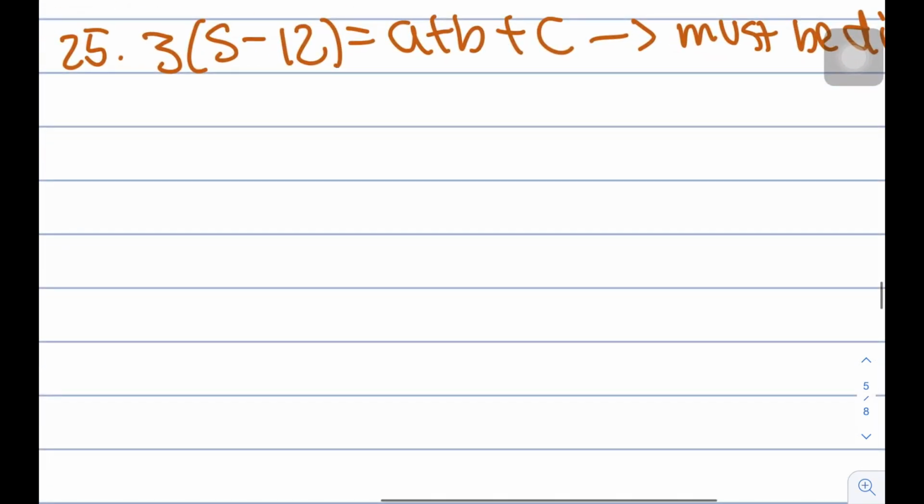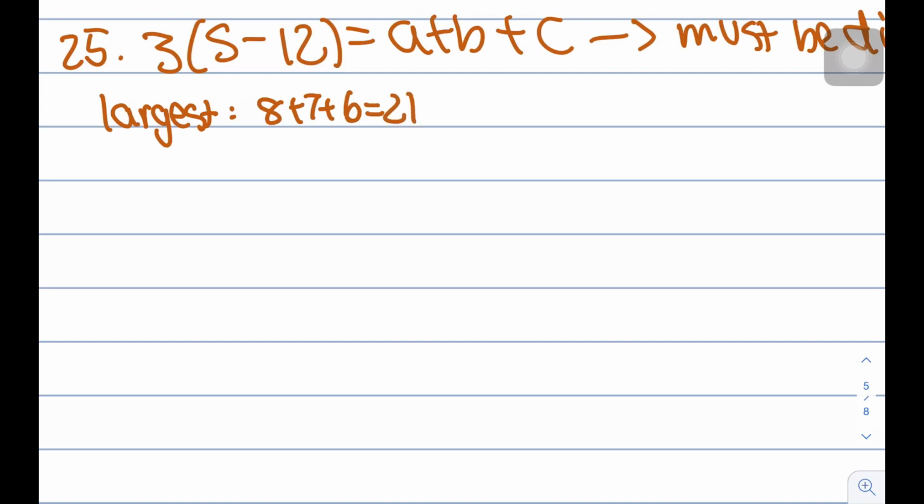And we're going to see what we can do with this. So the first thing I'm going to do is find the largest. So the largest possibility is if A, B, C is 8 plus 7 plus 6, which equals 21. The smallest possibility is if it's 1 plus 2 plus 3, which equals 6.